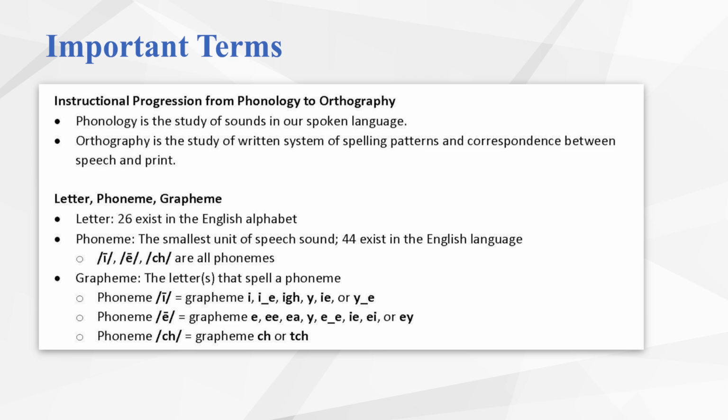The phoneme /ī/ could be represented by the following graphemes: I, IE, IGH, Y, or YE. You'll see that there are many more ways of spelling the sound. The phoneme /ē/ also has many different graphemes that can be used to represent that sound in English: E, EE, EA, etc. The phoneme /ch/ has only 2 possible graphemes for representing that sound: CH and TCH.